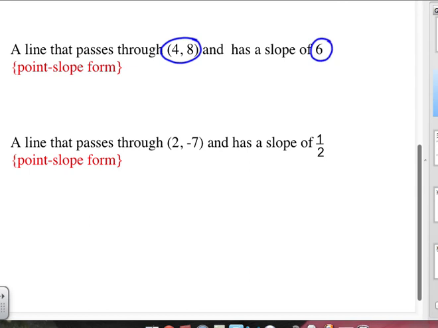They give you everything you need. You don't have to calculate the slope on this one. You can skip step 1 and go straight to step 2. Just for a reminder, there's your formula, or your point slope form.